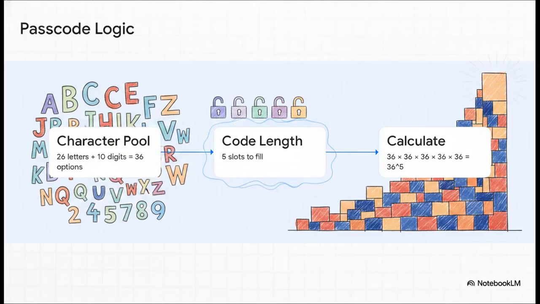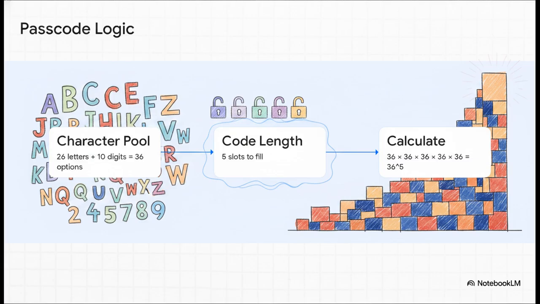Here's the step-by-step logic of combinatorial growth. Step 1, we have to find our base. We've got 26 letters in the alphabet and 10 digits from 0 to 9. Add those up, and that gives us a pool of 36 possible characters. Step 2, we identify the length of the passcode. There are 5 slots we need to fill.